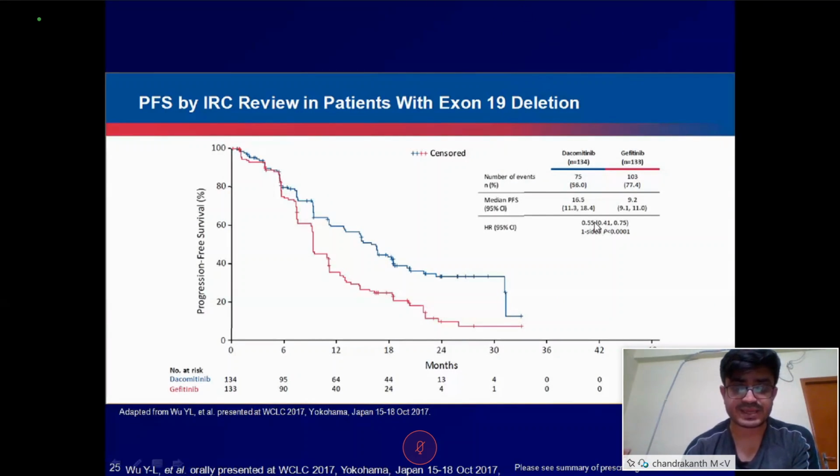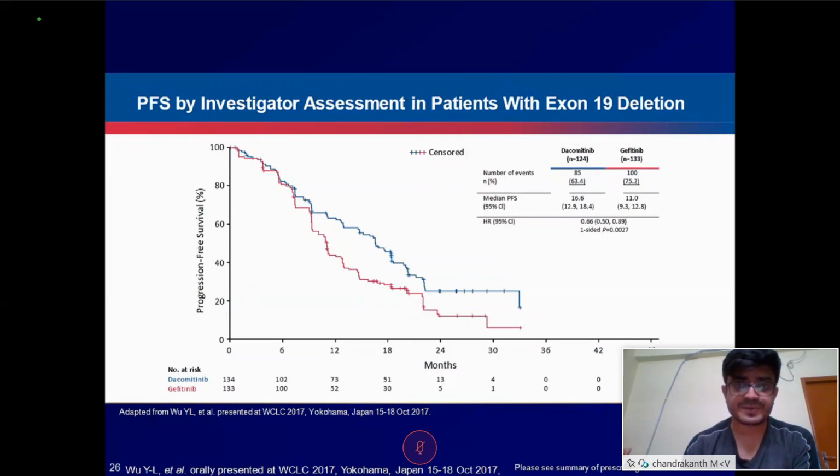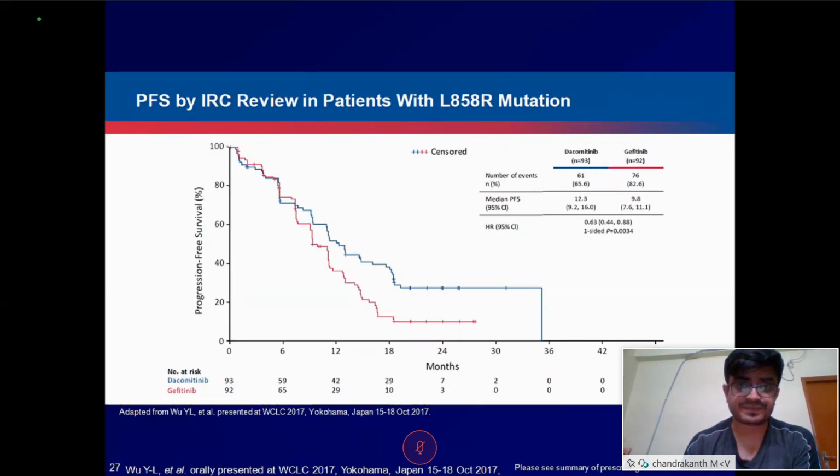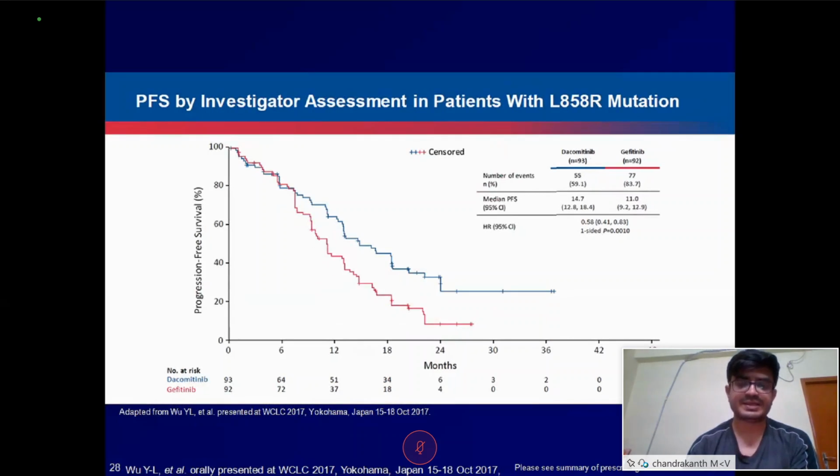And in the exon 19, they did, of course, better than the exon 21, 16 months of progression-free survival versus 9.2. Again, this is the investigator assessment, 16.6. And if it is exon 21, it comes down to 12.3 and 14.7. Yes, exon 19 did slightly better than the exon 21 subgroup, but the magnitude of difference or the magnitude of benefit was equal in both exon 19 and exon 21.